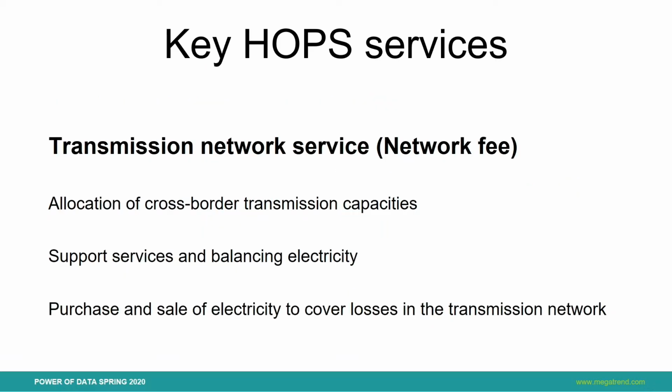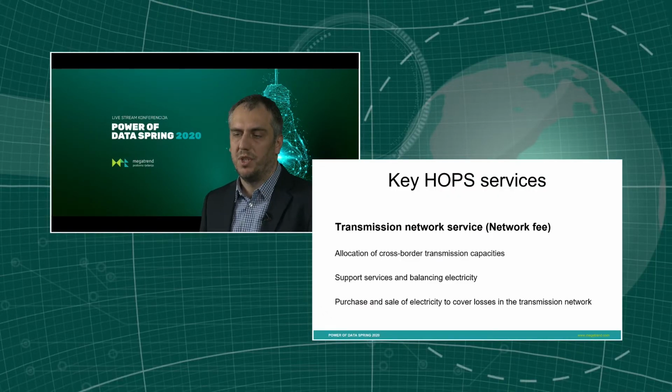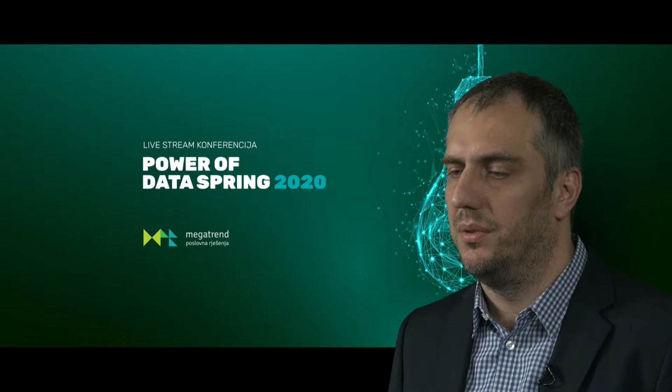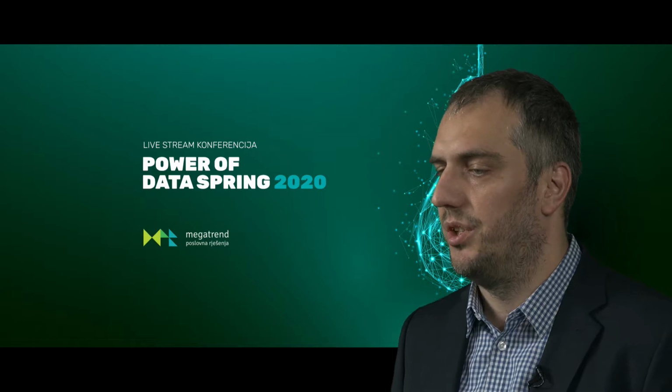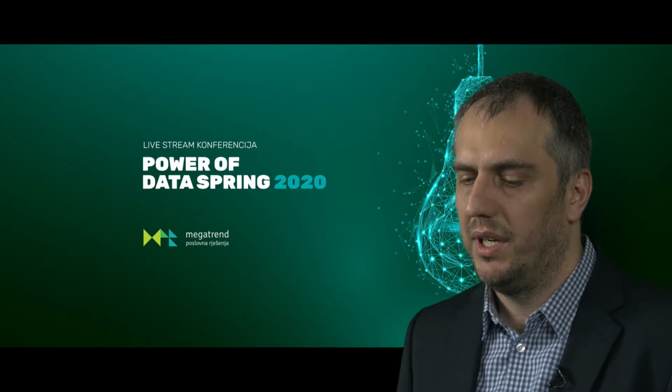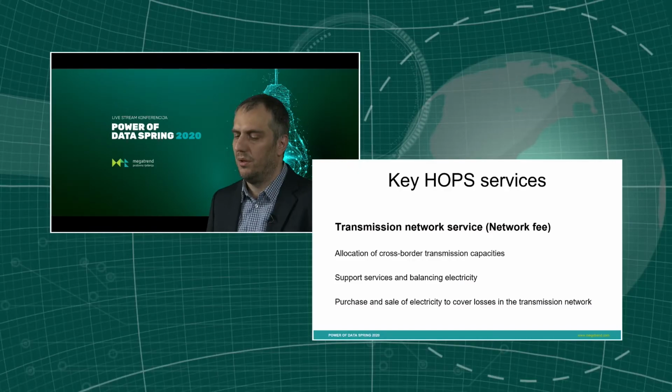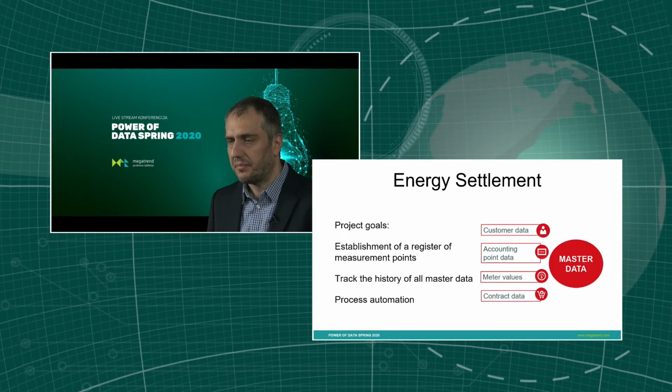Key HOPS services are the transmission network service or network fee, allocation of cross-border transmission capacities, support services and balancing electricity, and purchase and sale of electricity to cover losses in the transmission network. But the most important service is the first one, the transmission network service. And the billing system that we talk about today is dealing with that.